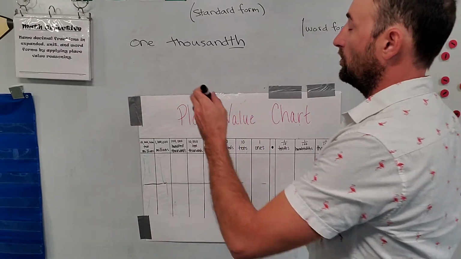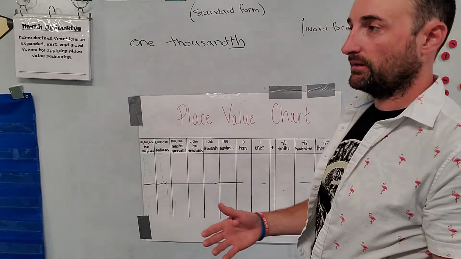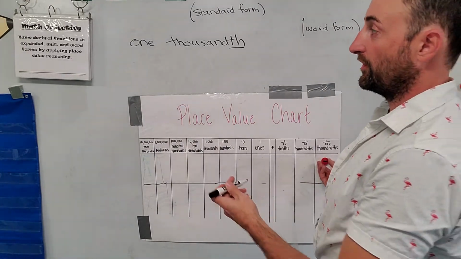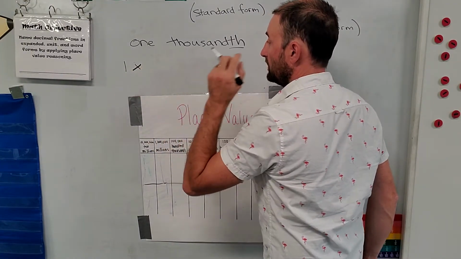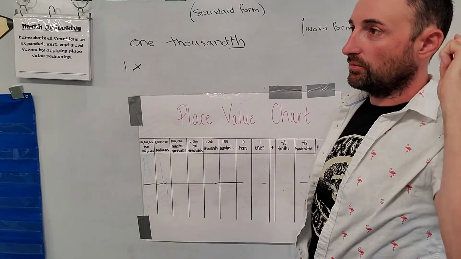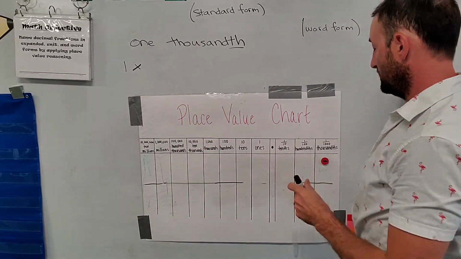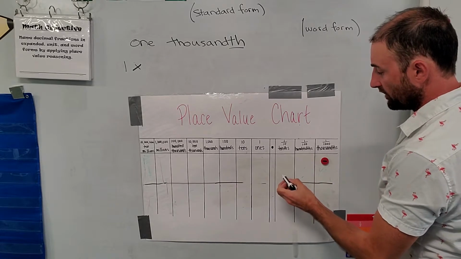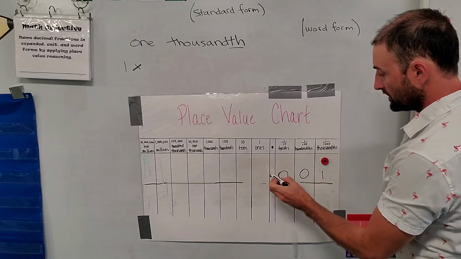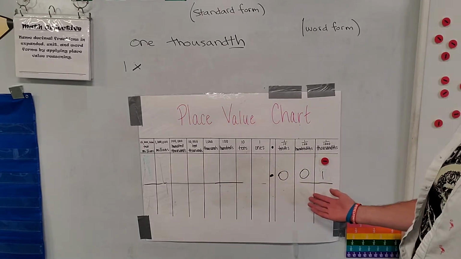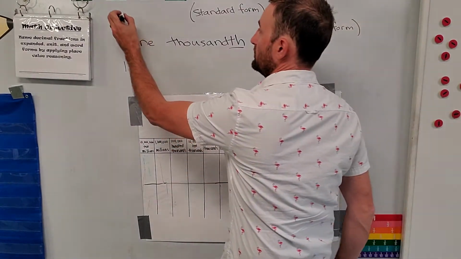So let's talk about expanded form first. Since we know we have one group of one thousandth, we can write it like this. One group of, how do I write one thousandth? Well, I know there's 3 decimal places. Let's write it in numbers here. 0, 0, and 1. We know our decimal point is here. That's how we write it in standard form.